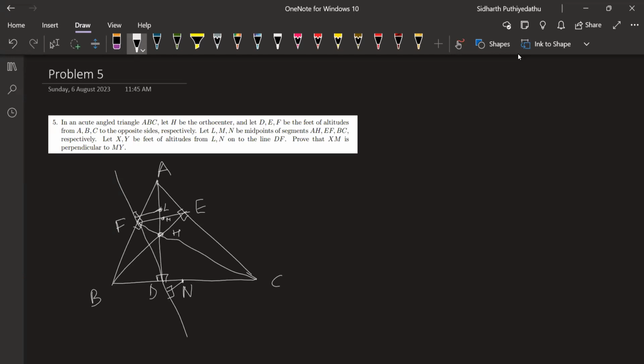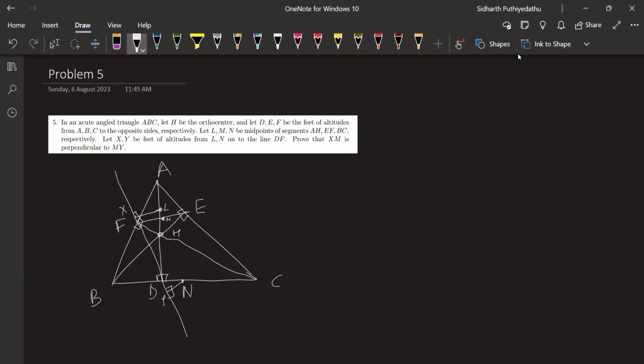We call these X and Y, and they want us to prove that angle XMY is 90. Right? X, M, perpendicular, X, M, Y, 90. Okay.